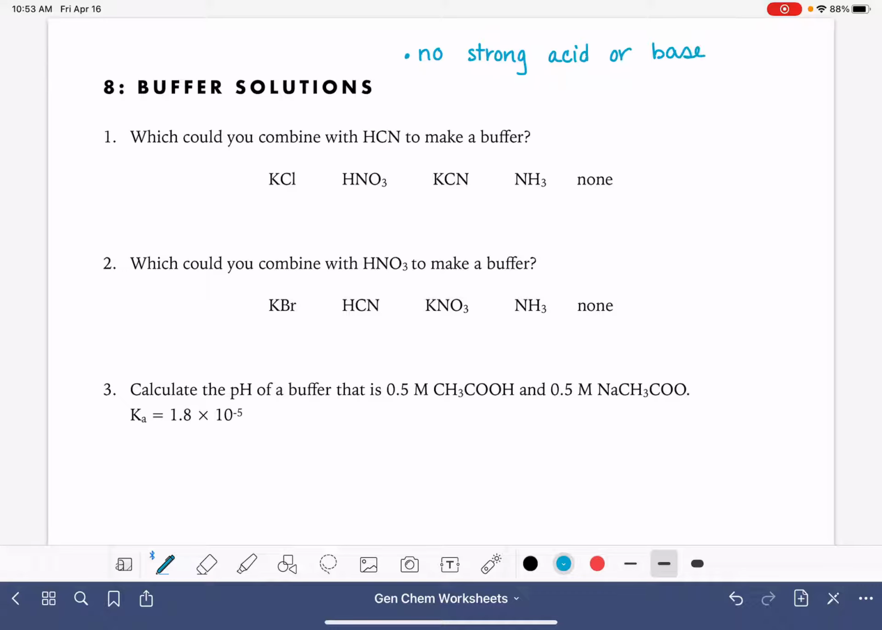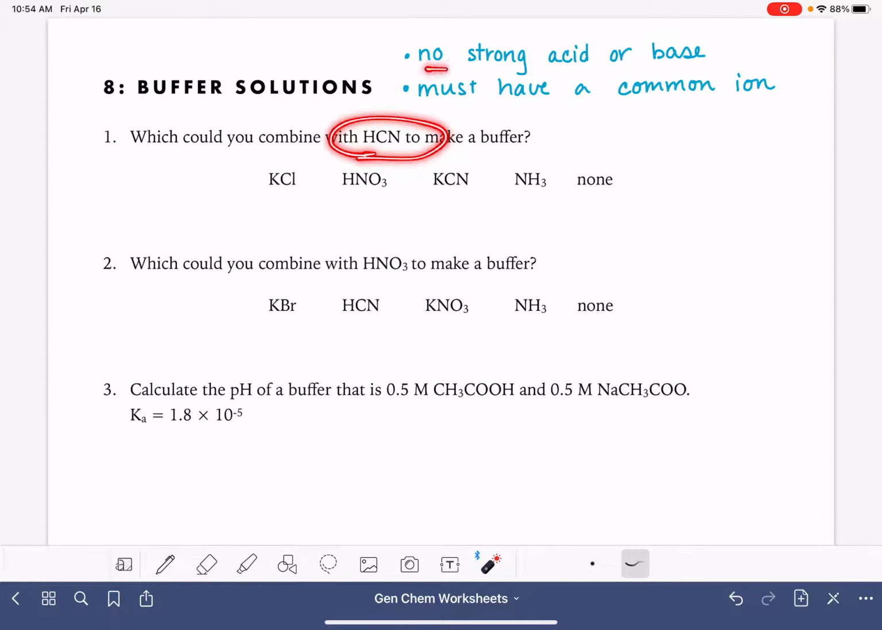And then the other rule is that these two components must have a common ion. So either they need to have the same anion or they need to have the same cation. So looking at the first one, it's asking us what could we combine with HCN to make a buffer.